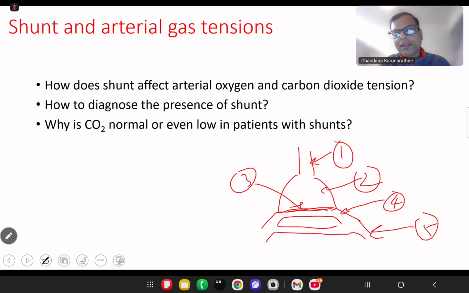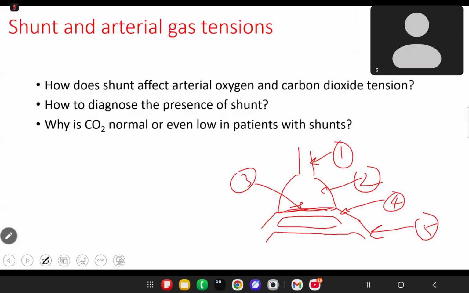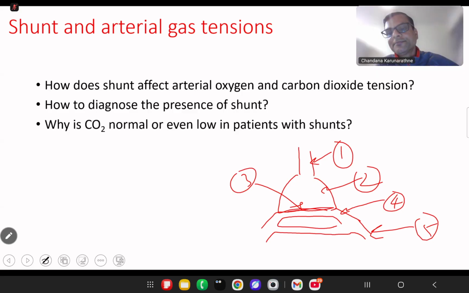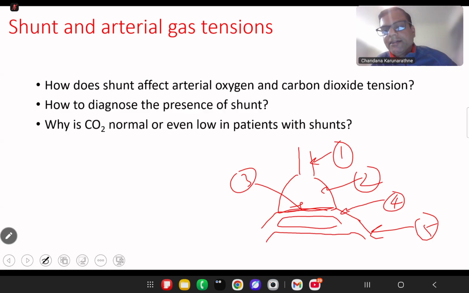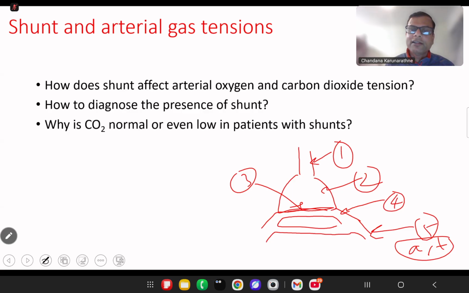What is 4? End capillary blood. 5 is? Shunted, mixed vein. Oh, no, yeah, that's the pulmonary venous blood. Otherwise we say arterial blood. This is not the pulmonary artery, but just to show that in the systemic arterial one. So that's how you say. So the 4 is the end capillary one.